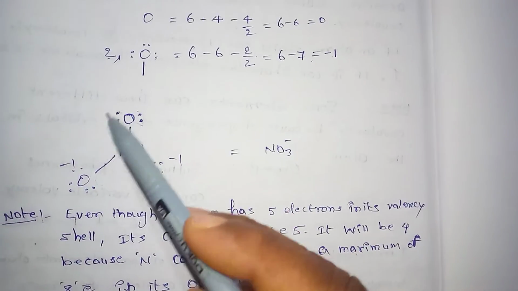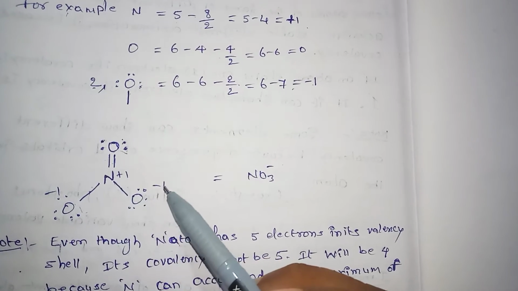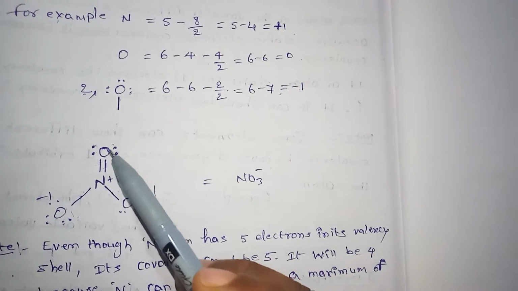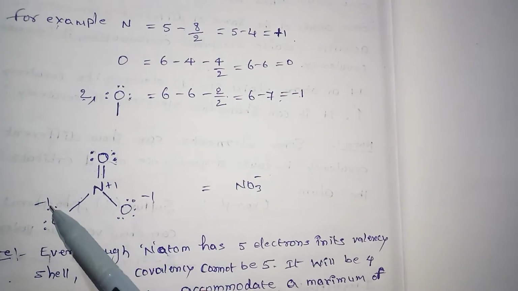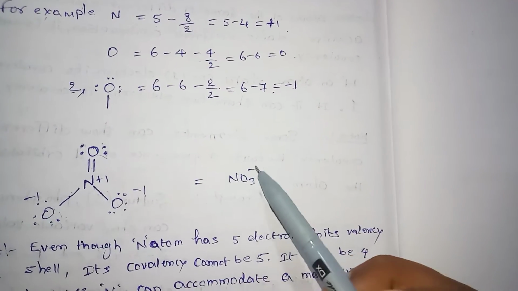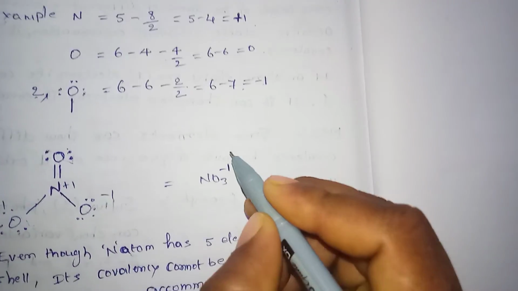If we observe this whole compound together, this plus charge and this minus charge get cancelled, and the net charge on this compound is equal to minus. Why? Because here minus 1 is left. No need to mention minus 1; just minus is enough, otherwise minus 1 is okay.